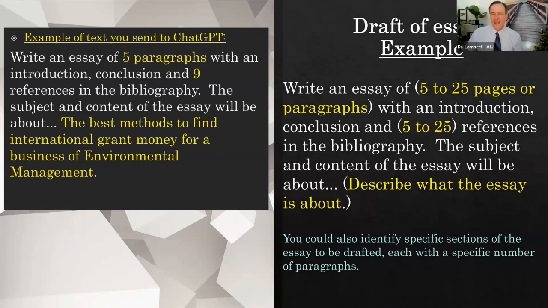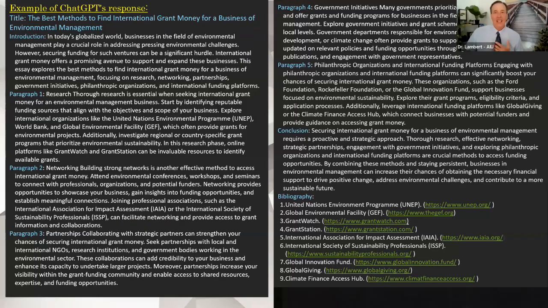Okay, let's keep going here. Write an essay of 5 paragraphs with an introduction, conclusion, and 9 references in the bibliography. The subject and content of the essay will be, I'll just give a short answer here, the best methods to find international grant money for a business of environmental management. Okay, so you want to write an essay about the best methods to find international grant money. Very important subject. Takes a lot of research, so you're going to need some ideas to work with. Look at what ChatGPT just produced.